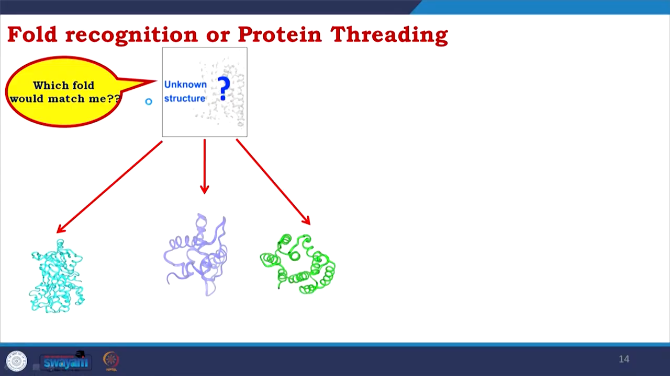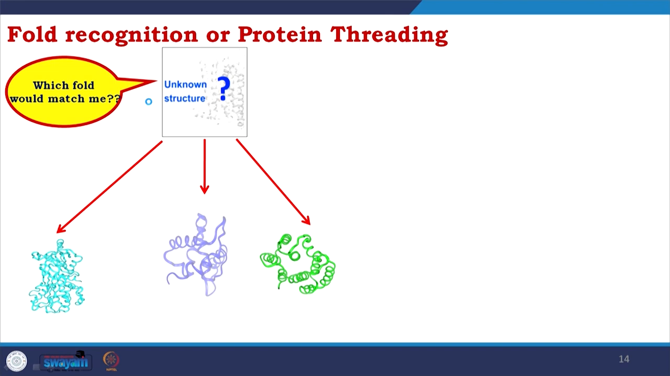Now, as I promised, I will talk a little bit about fold recognition or protein threading. This is a problem where you have a sequence of unknown structure and it does not have an exact match of more than 40% with any protein, but it has local matching with many proteins. There are different parts of the sequence which match with different parts of different proteins.